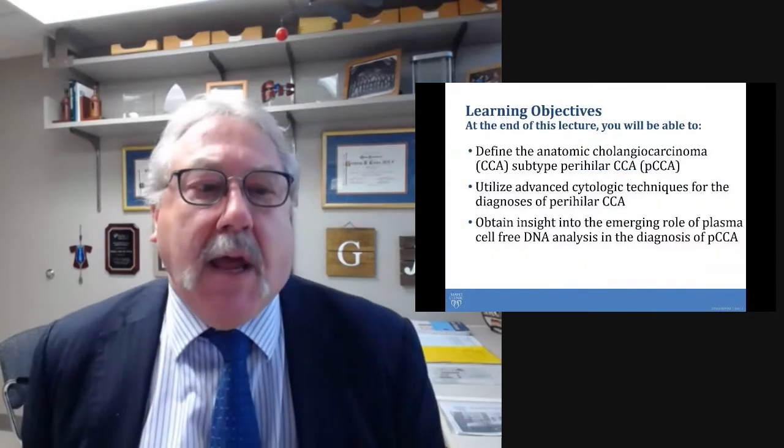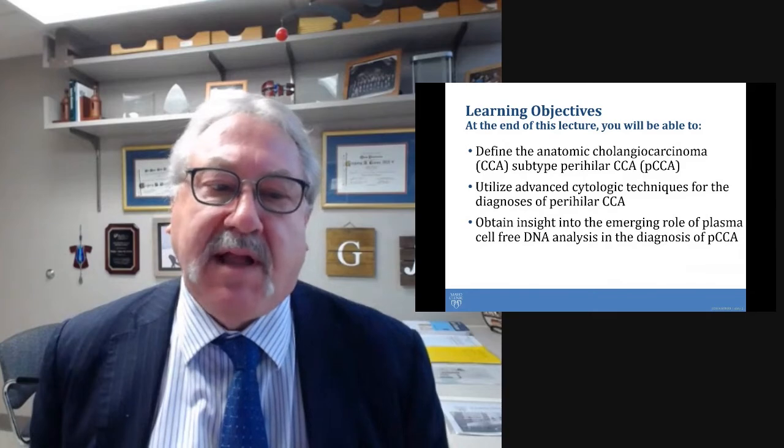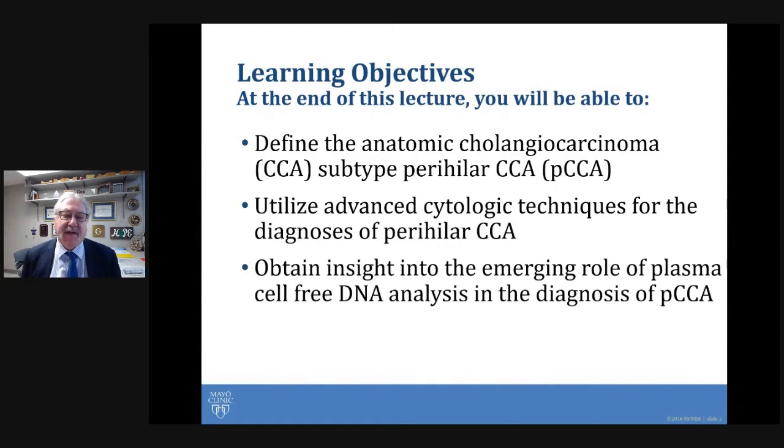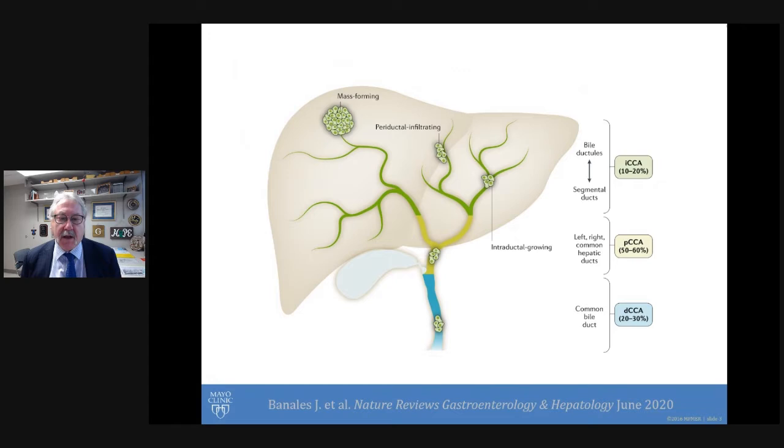Today I will be speaking about perihilar cholangiocarcinoma, abbreviated pCCA, and how we make the diagnosis of this difficult to diagnose disease. Our learning objectives are to define the anatomic cholangiocarcinoma subtype, perihilar cholangiocarcinoma, understand the use of advanced cytologic techniques for the diagnosis of this disease, and obtain insight into the emerging role of plasma cell-free DNA analysis for the diagnosis of perihilar cholangiocarcinoma.